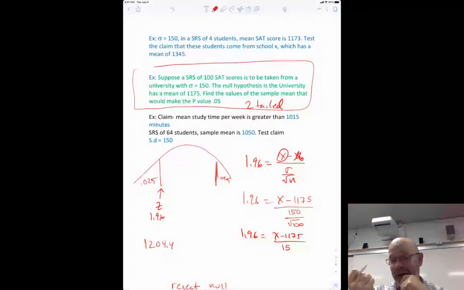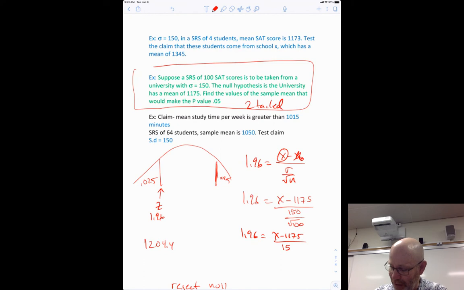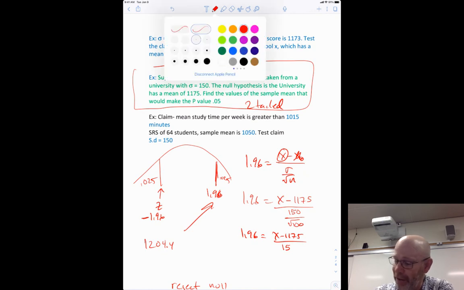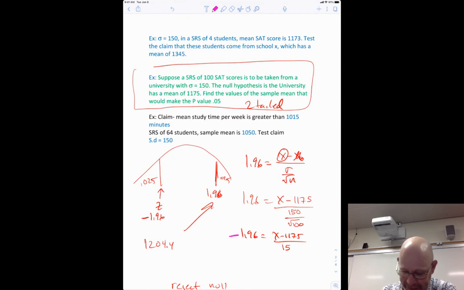Remember, there's another one on the other side there. Sorry, this should have been a negative 1.96 there, right? That one was this one. So now I just have to go back and do the other one. And I'll stop right now with the example. But you go back and do a negative 1.96. Actually, I can do it. It's so easy, and I'll be done. Negative 1.96 times 15 plus 1175 gives me the other answer of 1145.6. So these are the two values that would have given me a p-value of 5%.